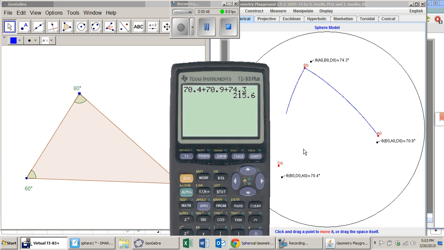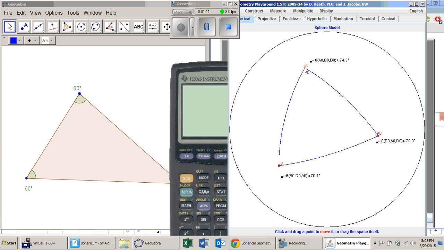Why are the angles of a triangle bigger on a sphere than they are on a plane? Well, the angles are formed by the line segments that are part of a great circle. So they sort of bow out. They have curvature. And so when they have that kind of curvature, the angles end up adding up to more than 180 degrees.